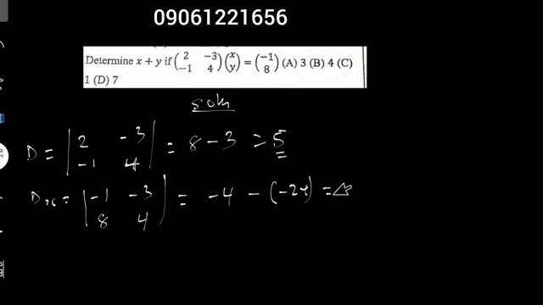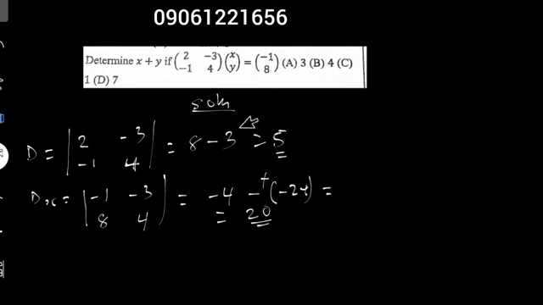Now that will be equal to, and then write it here. Here we have a minus times minus, which gives us plus. Okay, means that minus 4 plus 24. Minus 4 plus 24 gives us 20. Okay, so we have 20. So it means that our determinant of s is equal to 20.